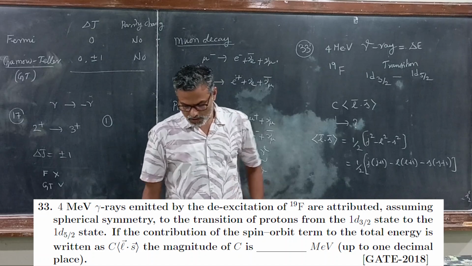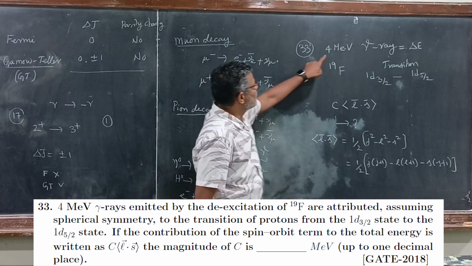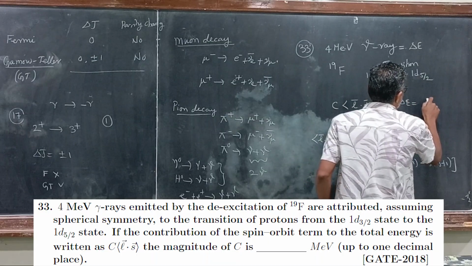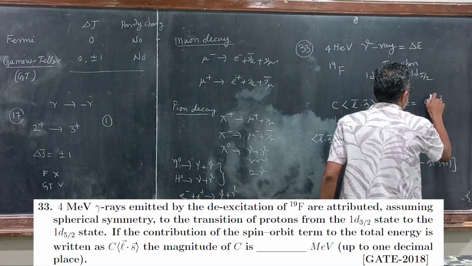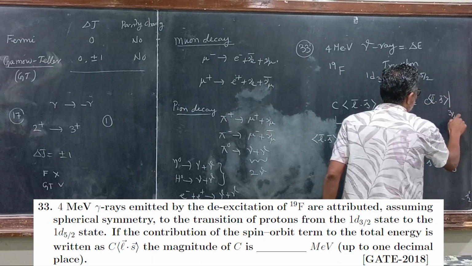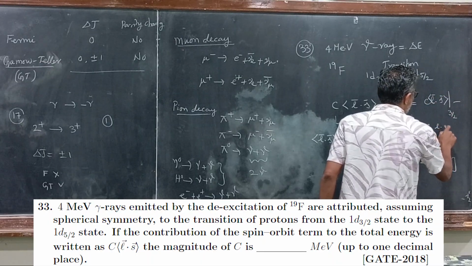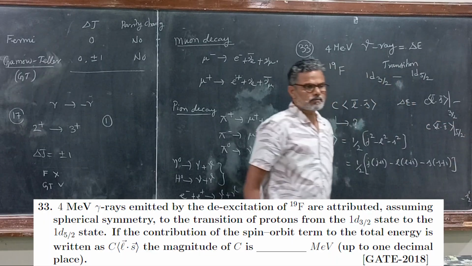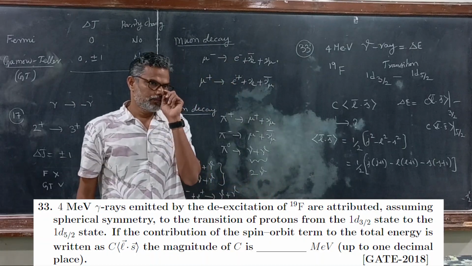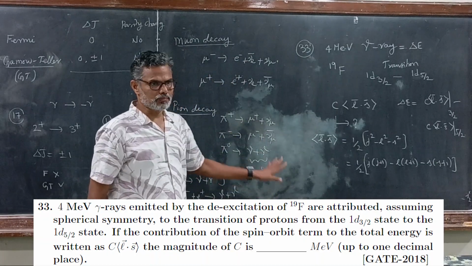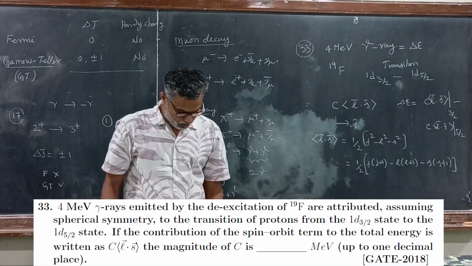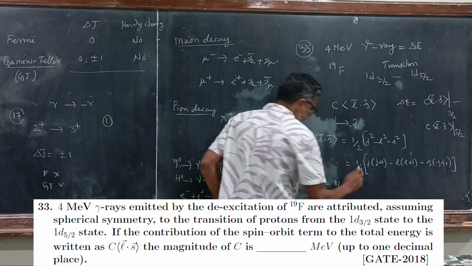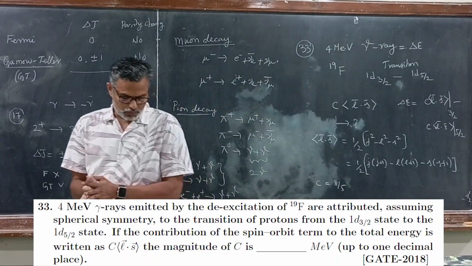Yeah? So this is the approach, and you know that delta E is given. So delta E is your C times the L dot S expectation value for 3 by 2, minus C times the L dot S expectation value for 5 by 2. So you do this, put in these values, and the answer C should be 8 by 5, in terms of MeV.